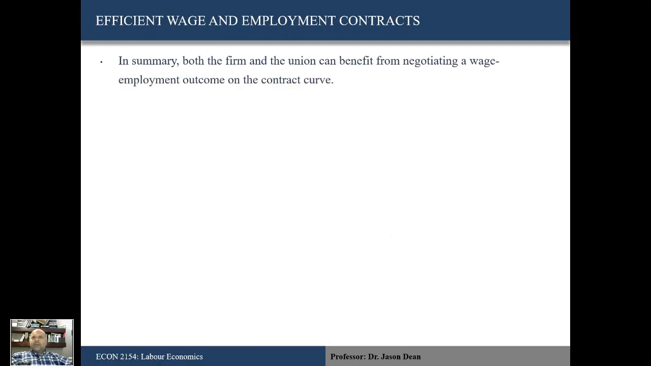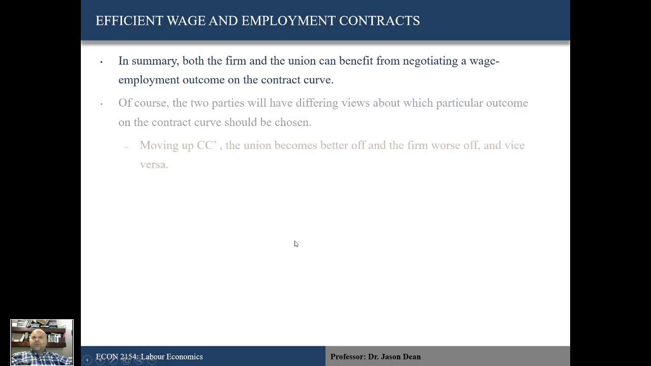In terms of a summary, both the firm and the union can benefit from negotiating a wage and employment outcome on the contract curve. This could lead to better outcomes than if the union and firm just negotiated on the wage. Of course, the two parties are going to have differing views about which particular outcome on the contract curve would be chosen. Moving up the CC prime curve, the union becomes better off while the firm will be worse off, and vice versa.